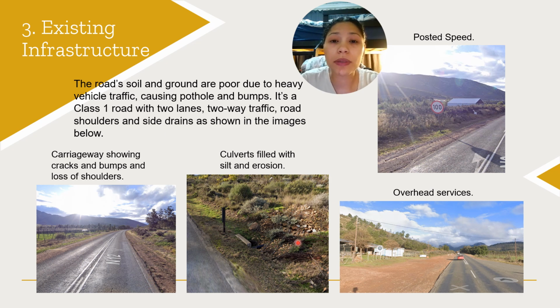Heading over to the picture in the middle, we can see culverts filled with silt and erosion. On the bottom right, we have overhead lines, so this providing electricity and communications in the area. And in the top right, we have the existing posted speed along the route that I'll be upgrading.